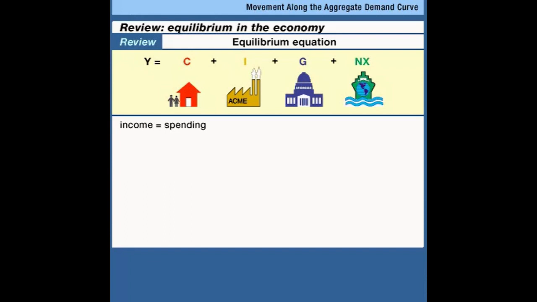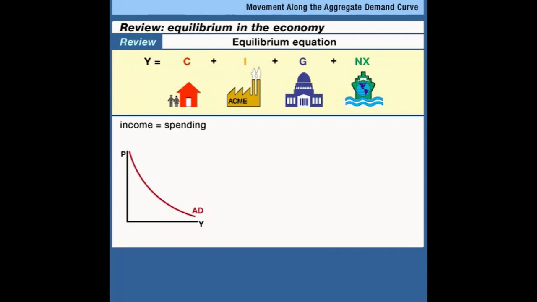So the real gross domestic product in equilibrium is the sum of spending by all of the agents who buy things. That is, consumer spending, business spending, the spending of government, and spending by foreigners, that is, our net exports. So what we're going to do now is look at the aggregate demand curve, a curve that we drew to explain the relationship between the aggregate price level and the real gross domestic product, and understand the story behind it.